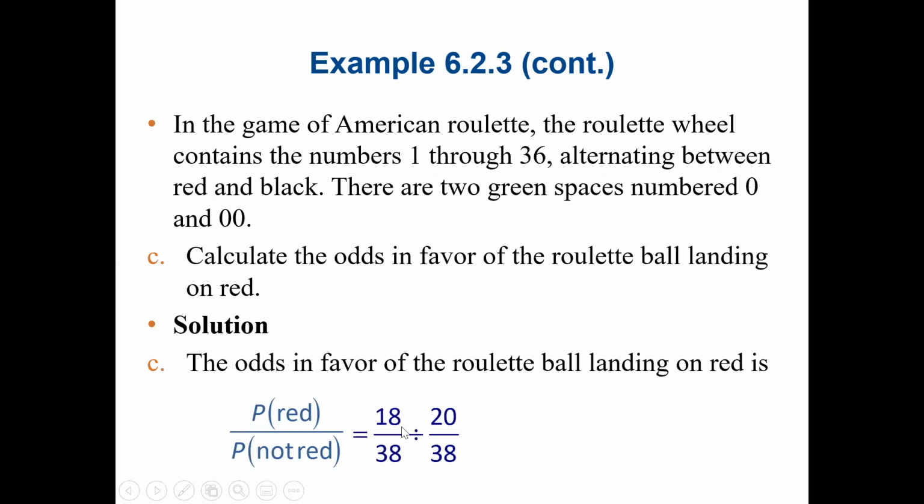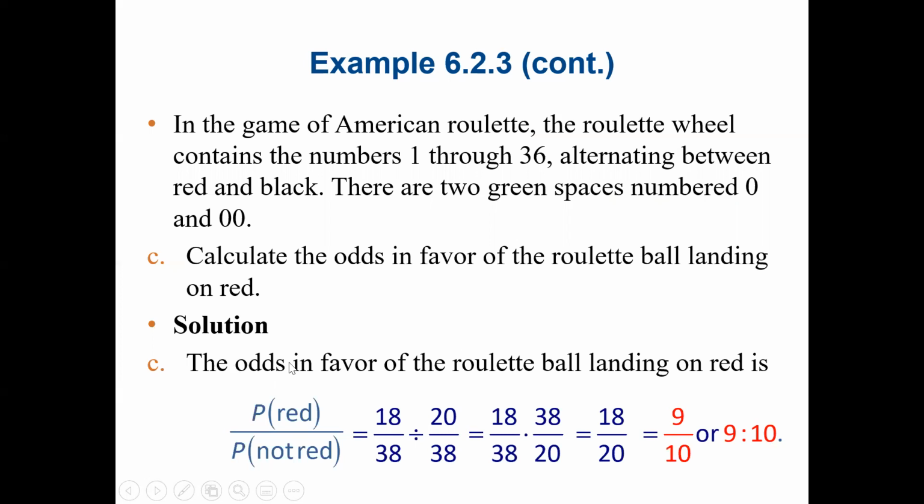So we know the probability of red was the first, 18 over 38. Then not red was the second, which is 20 over 38. And that will give us roughly 18 over 20, and that will be 9 to 10.